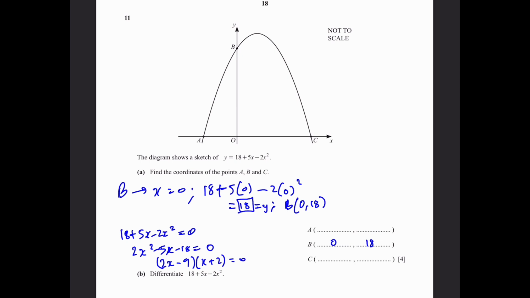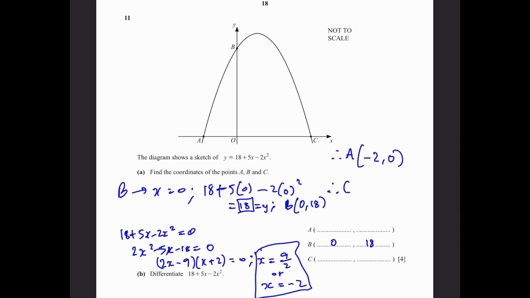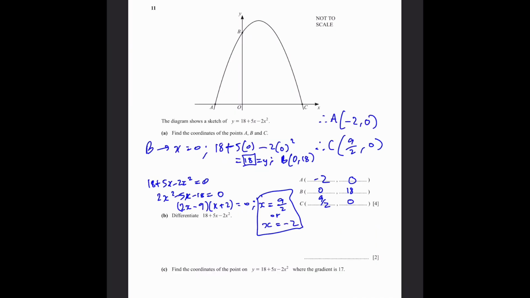And therefore, x is equal to 9 by 2, or x is equal to negative 2. So this is when y is equal to 0. So therefore, the point A, which is on the left of the x-axis, has the x value negative 2. That's just minus 2 comma 0. And the point C is just going to be the other point, which is on the right of the x-axis, 9 by 2 comma 0. So we have our other 2 points. That's our answer.